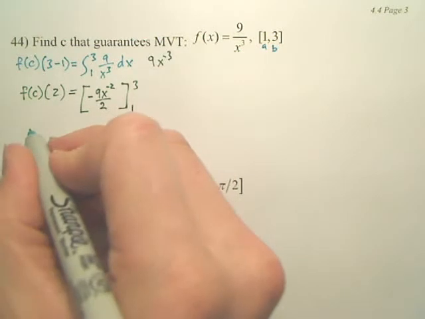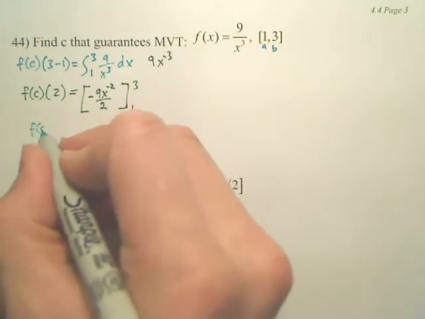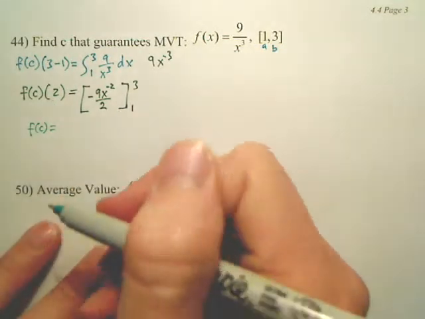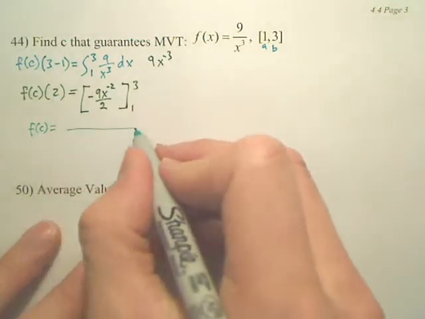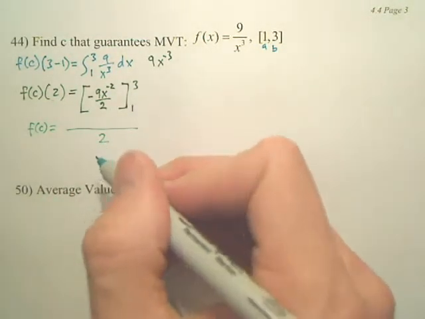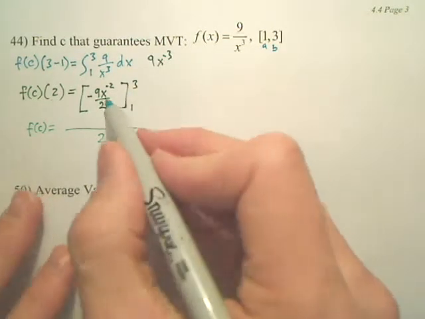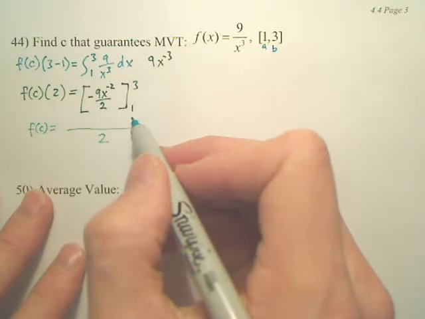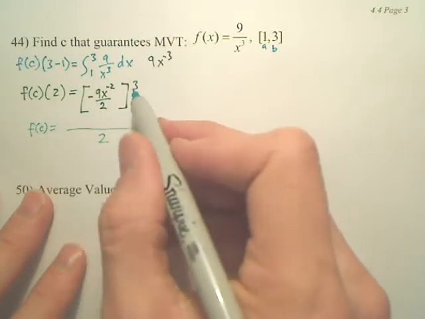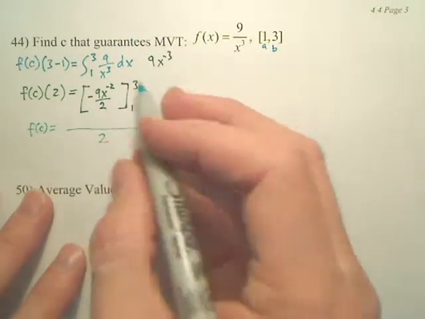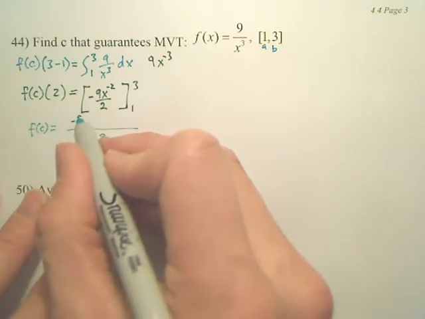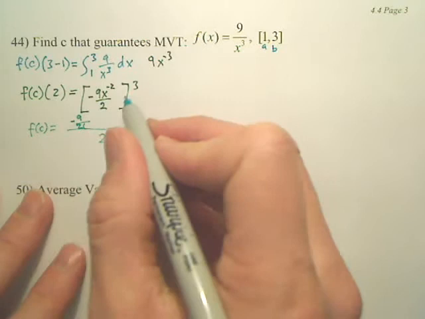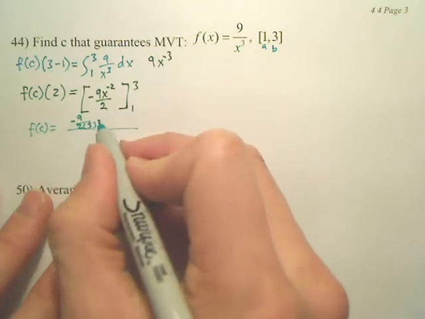So let's calculate this real quick. F of c is going to be equal to, could I divide this 2 over as well? So it's going to be some answer divided by 2. Now, I first plug in 3 or 1. It's f of b minus f of a. So you start with the top one. So you first plug in 3. So it's going to be negative 9 over 2 times 3 squared.